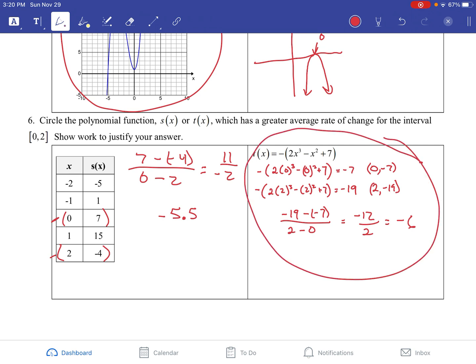Okay, so all you're doing again for these problems is just comparing the information you can get from either the graph or the table or the equation or the information you're given about the function, and then compare what they're looking for in the problem, and then circle the answer that best fits what the question is asking.